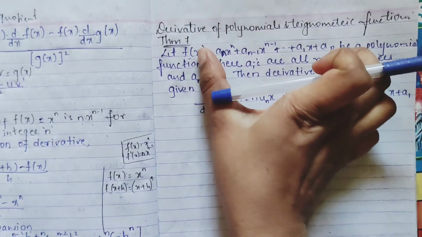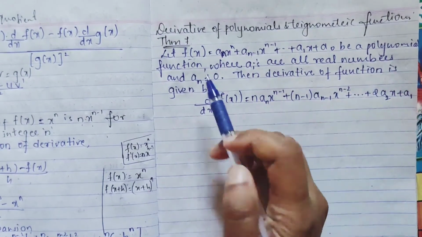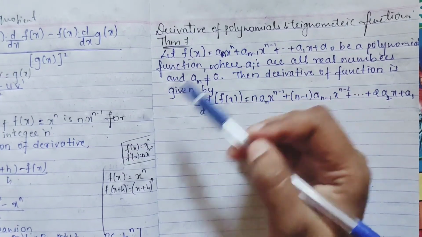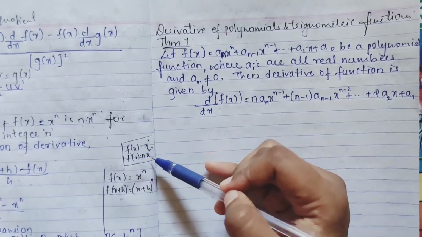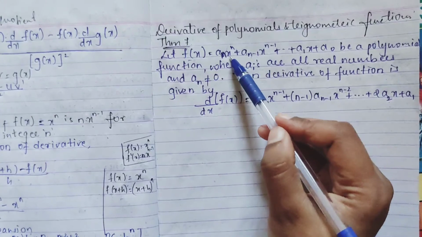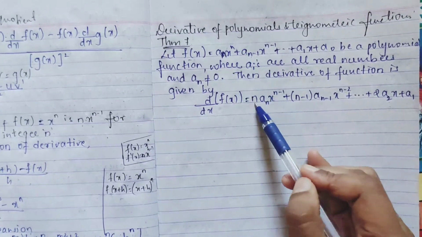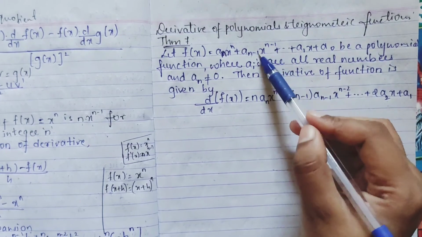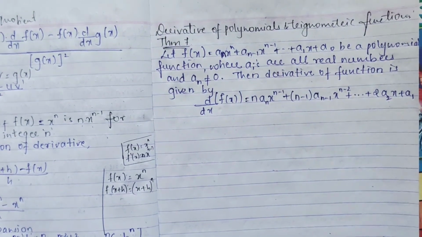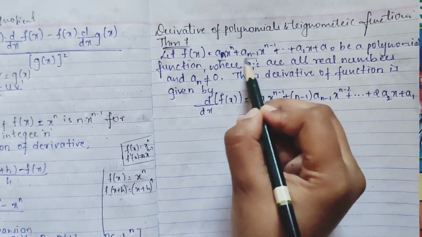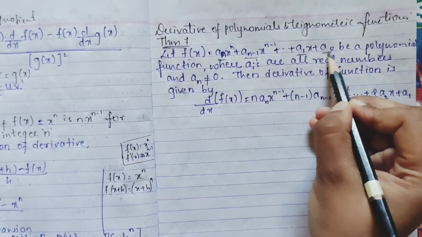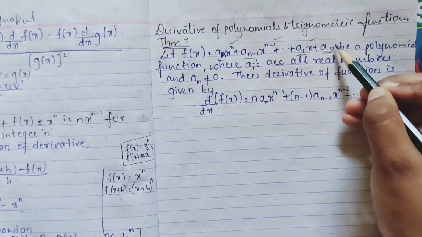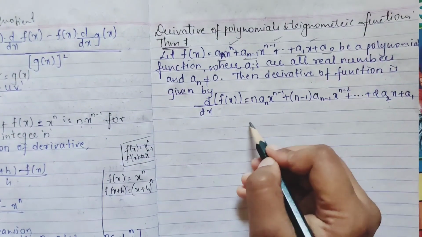If you have such a polynomial function, then how will you get its derivative? a n remains as it is. x raised to n, just now we have done the derivative: x raised to n is n x raised to n minus 1. In a similar way for this also. This is your constant term, so you are not applying derivatives for this. Only for your x functions you will be applying your derivatives. So a n remains as it is.